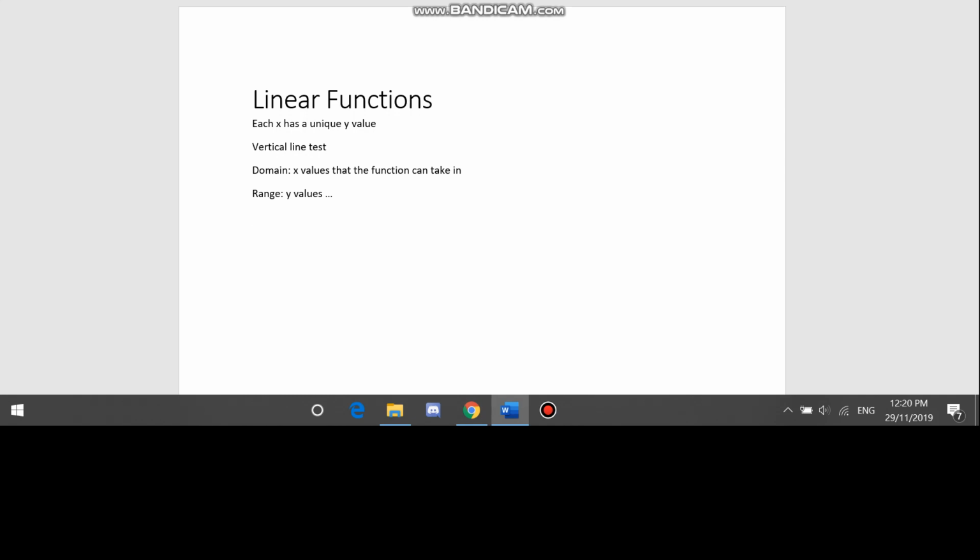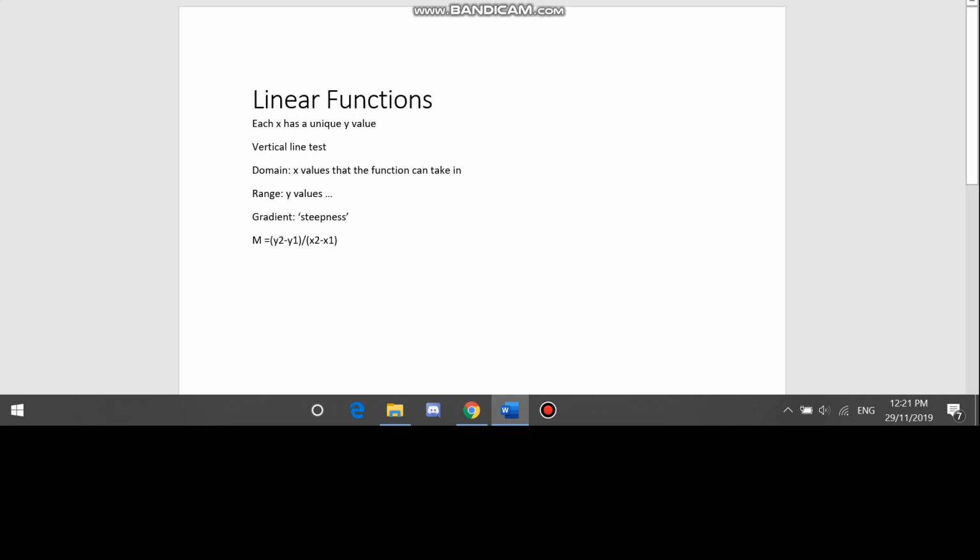So the gradient of a function refers to its steepness. Not sure that's a word, but I think the analogy is there. And it's usually in the form of m, which is calculated as the y coordinate of one point minus the y coordinate of another point. This is then divided by the x coordinate minus the other x coordinate.